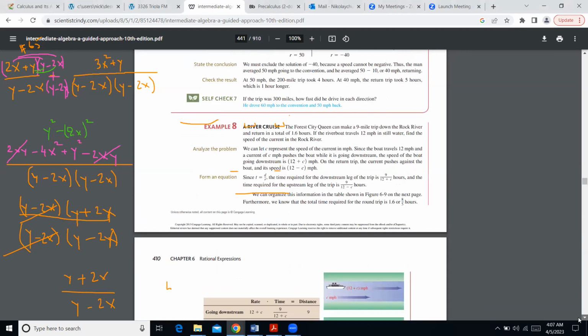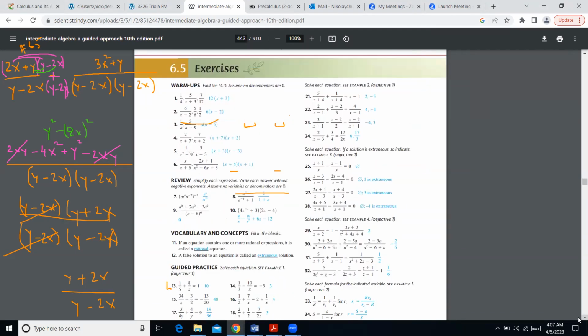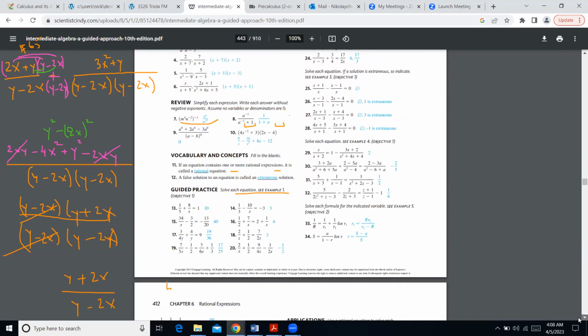So let me do some problems here, solving equations. Let me start with a practice that starts with number 13, where they have equations with various denominators. So I'm looking at exercise 13 that says, how about 1/5 plus 8 over x?